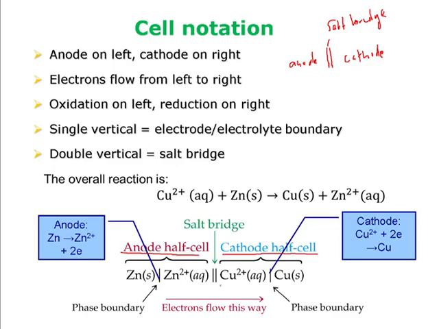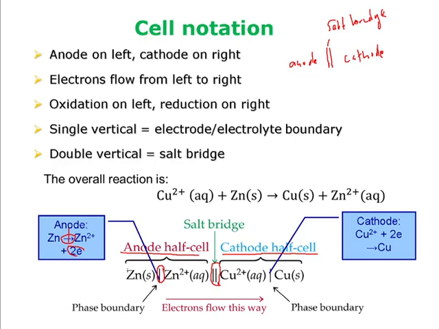Now this double line here represents a salt bridge, then a single line. A single line represents an arrow. So in this case, this is represented by a single line. Then you don't write the electrons. Please also note that when writing a cell notation, the state symbols have to be included.